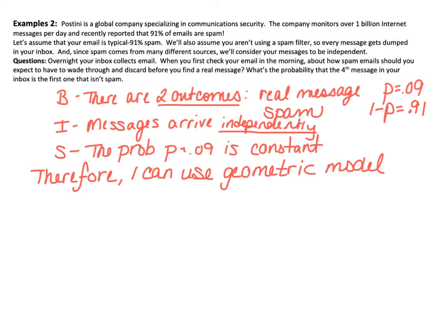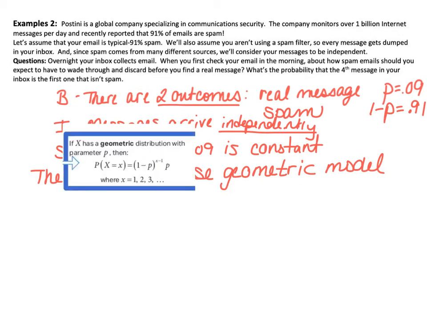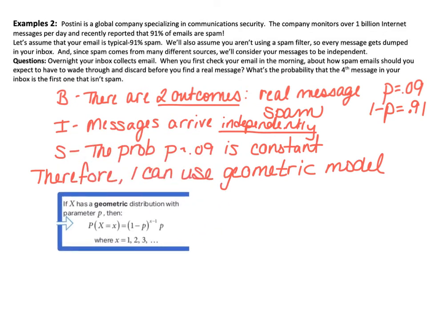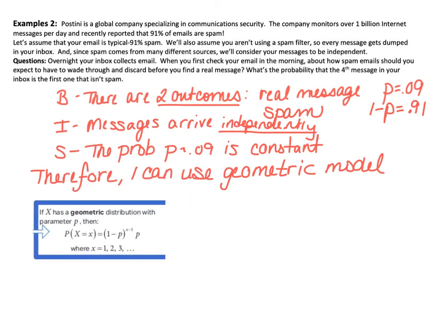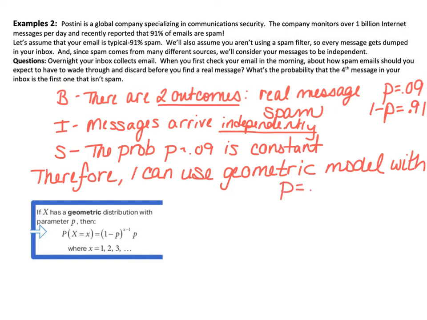Now, whenever I state that, I should always list my parameters. We want to get in the habit of doing this. And I just want to show you a little trick. If you ever get confused about what parameters you need to use, look at your AP formula sheet. I just showed you a clip right here. It tells you a geometric model has a parameter p, so it has 1. What is p? You're always going to want to name that. So therefore, I can use a geometric model with p equals 0.09, or just write p equals 0.09 right after it.